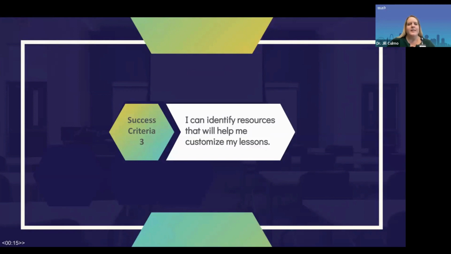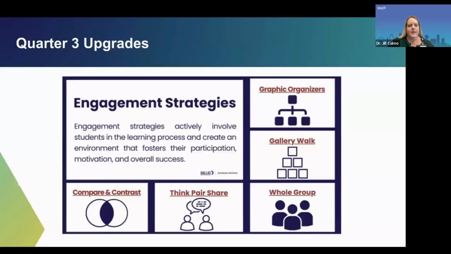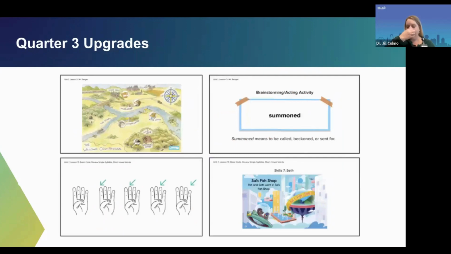And that brings us to success criteria 3. I can identify resources that will help me customize my lessons. The RLA team has been working to make some upgrades to our quarter 3 curriculum documents. Here is a sneak peek of some of those upgrades. First, you will notice the addition and call out of even more engagement strategies designed to involve students more actively in the lessons.